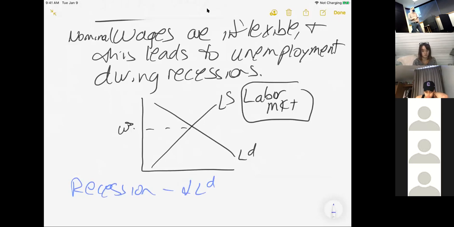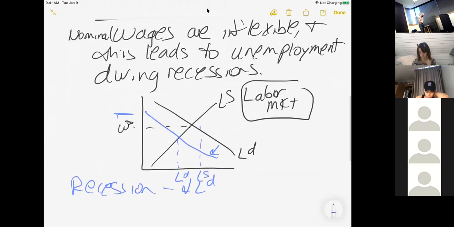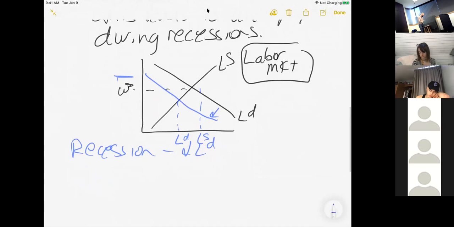Now, how would the classical model see this? Well, the classical model says, that's okay. If labor demand goes down, then wages should fall to get us all back into equilibrium, right? But Keynes says, no, wages won't fall. They won't fall. And as a result, labor demand will go down here, labor supply will be here, and we're going to have unemployment.